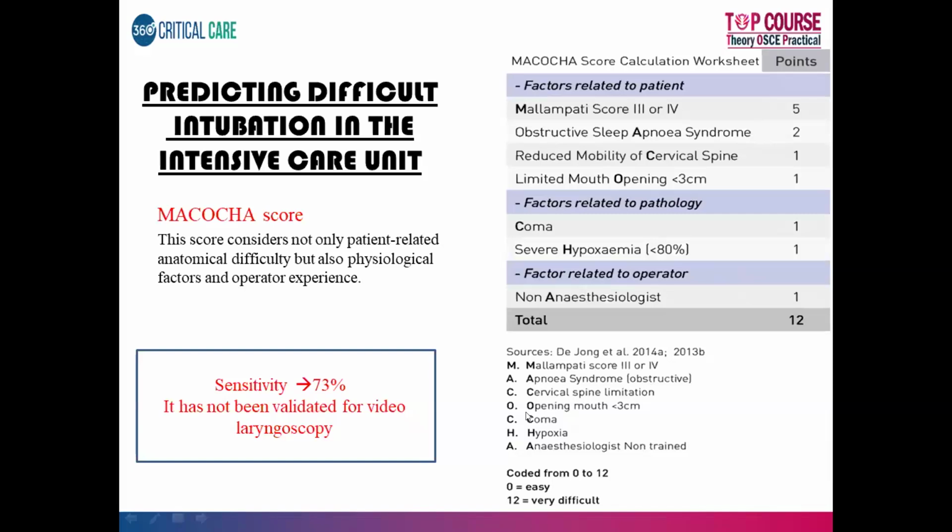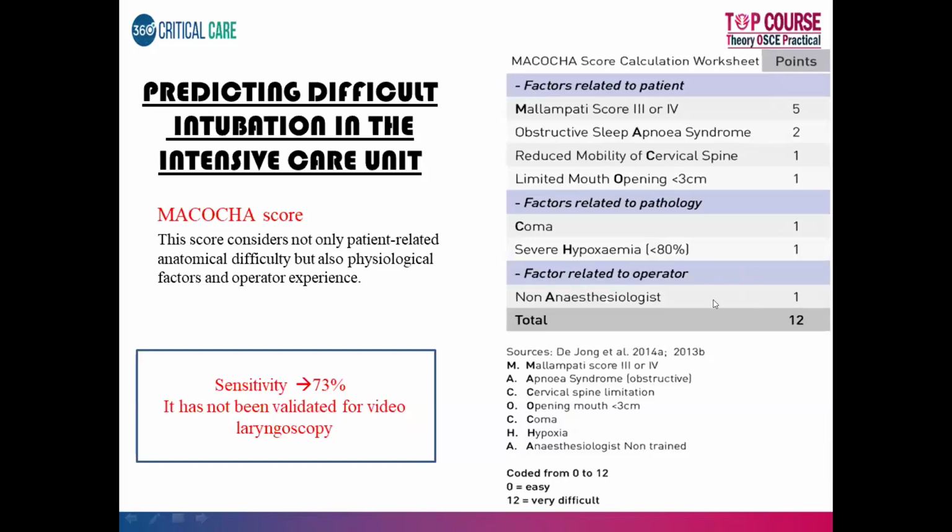A for any history of obstructive sleep apnea. C for cervical spine limitation. O for mouth opening less than 3 centimeters. C for coma, H for hypoxemia, and A for non-trained anesthesiologist. So each one has different scores.